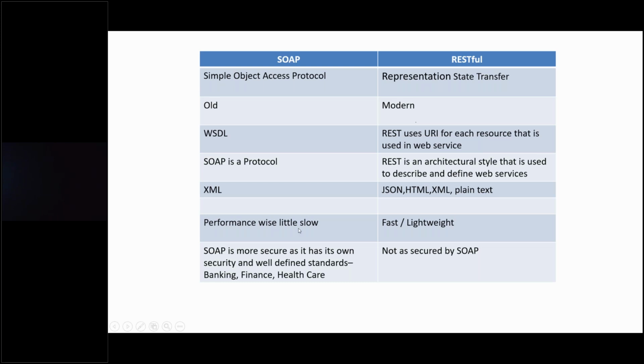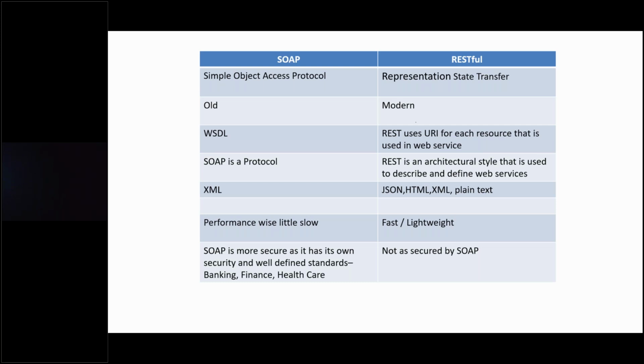Since SOAP comes with strict standards, performance wise it is a little slow. It carries certain extra information instead of delivering just the right information. REST is not like that. REST is fast and lightweight. SOAP is largely used in banking, insurance, and healthcare, where the data is really critical, and it adds more security.